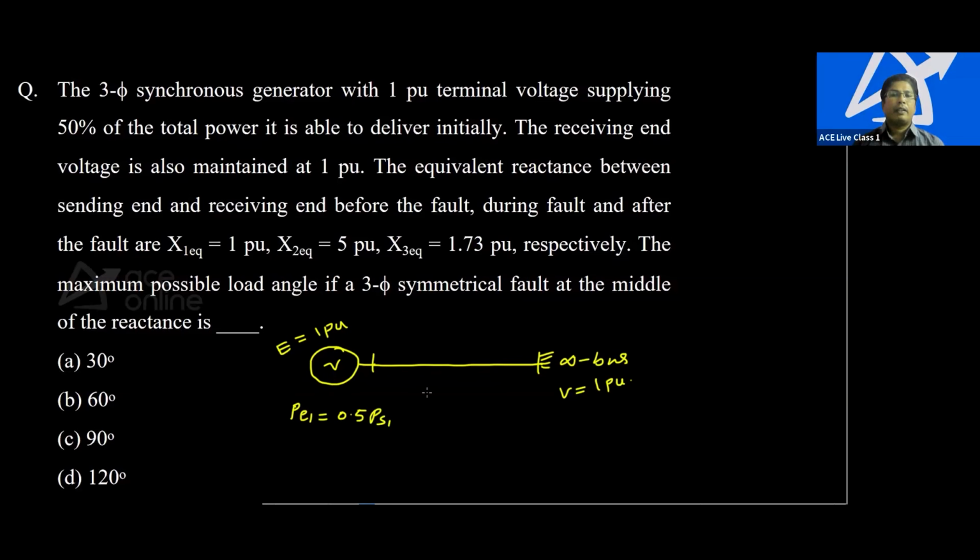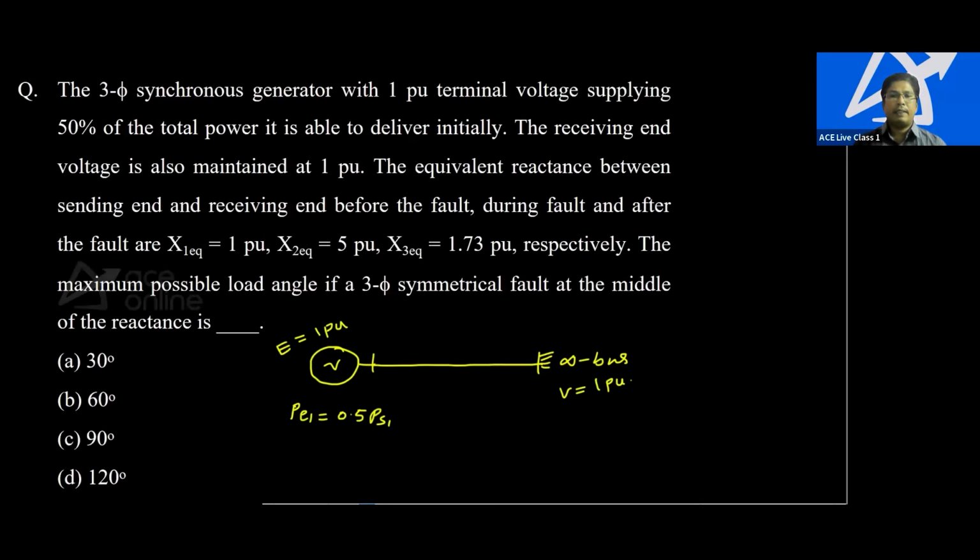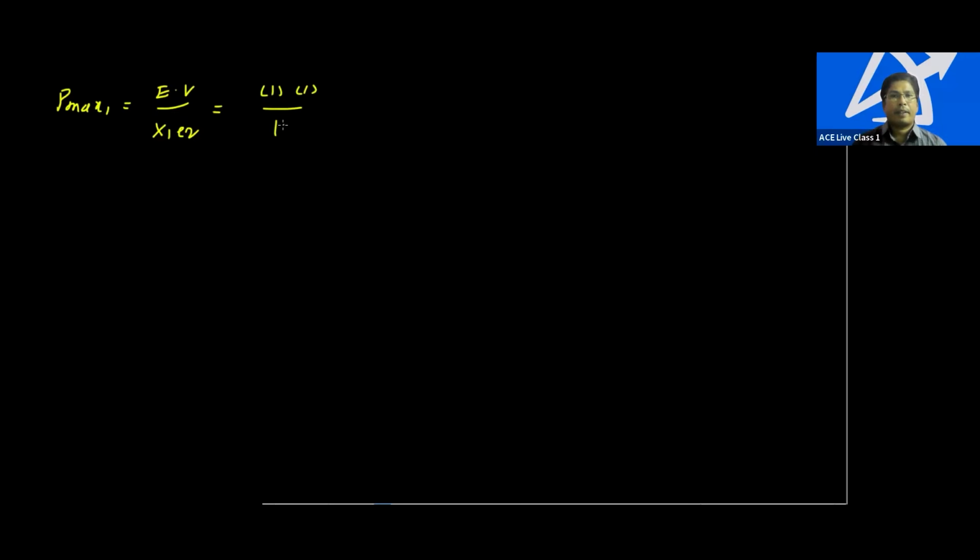0.5 times of PS1. And the equivalent reactance between sending end and receiving end before fault, x1 equivalent, is given. We know that P max 1 is nothing but E into V divided by x1 equivalent. E is given 1, V is also given 1, x1 equivalent is given, it is 1 per unit. So P max 1 is 1 per unit.